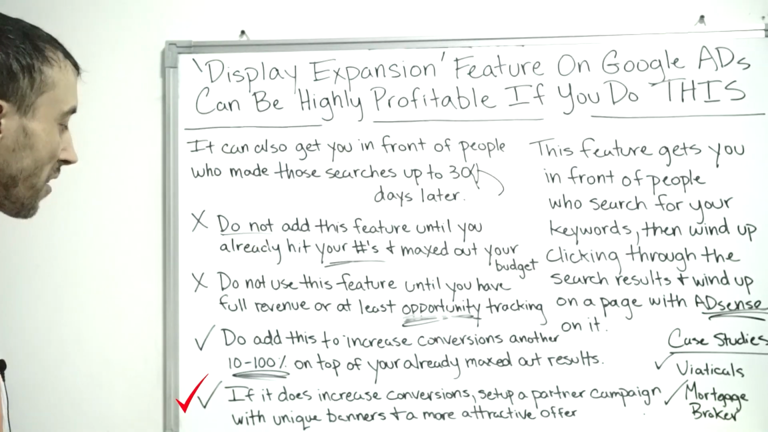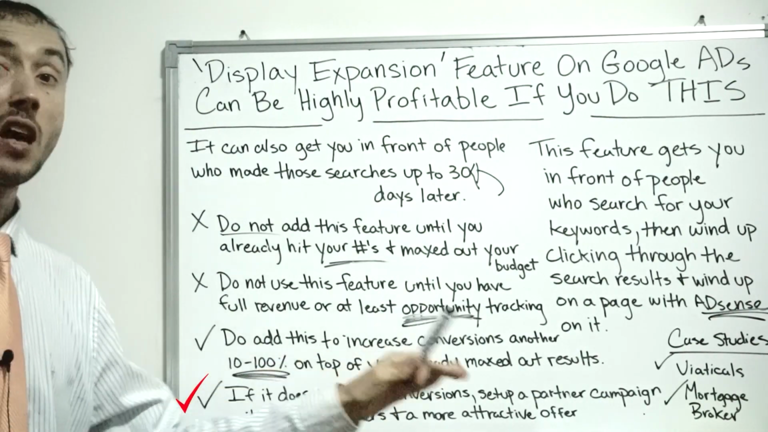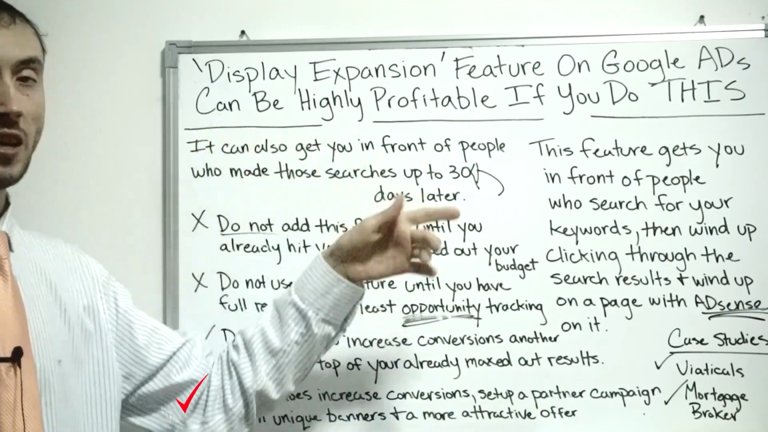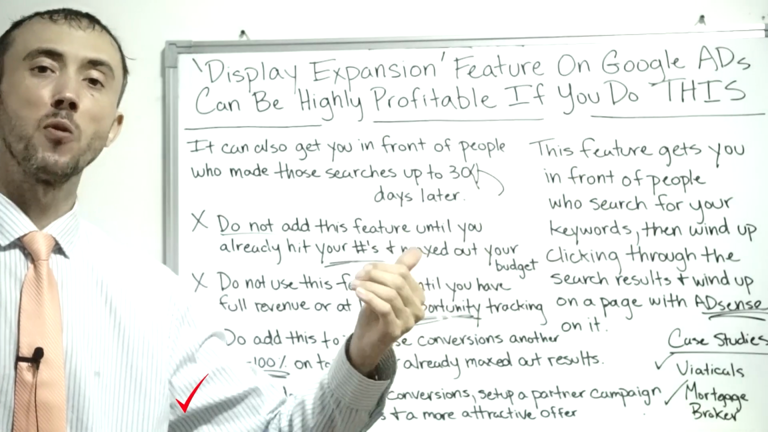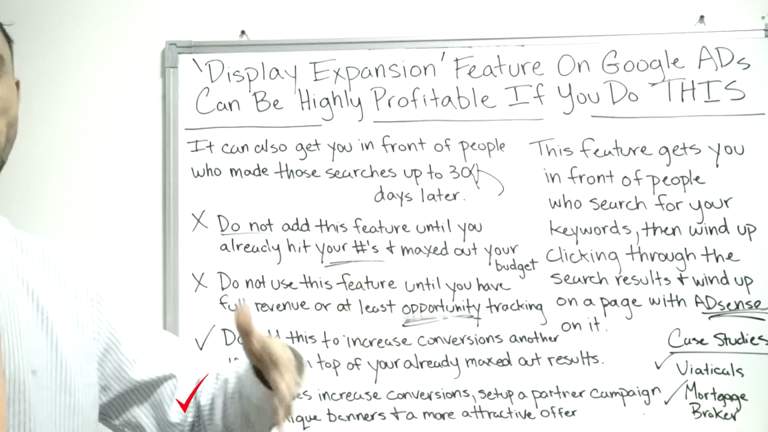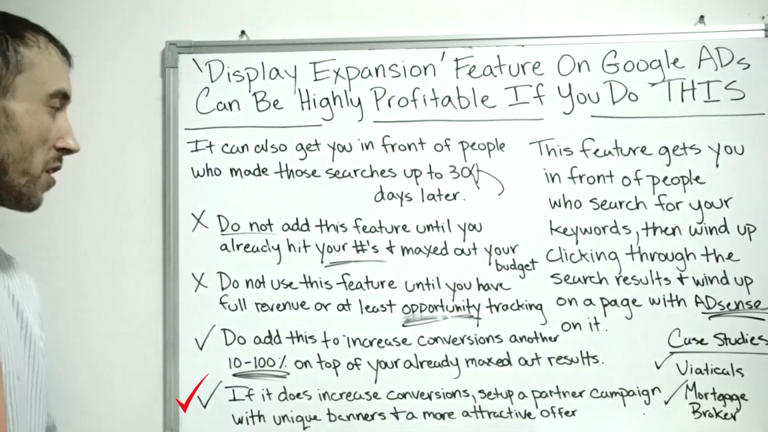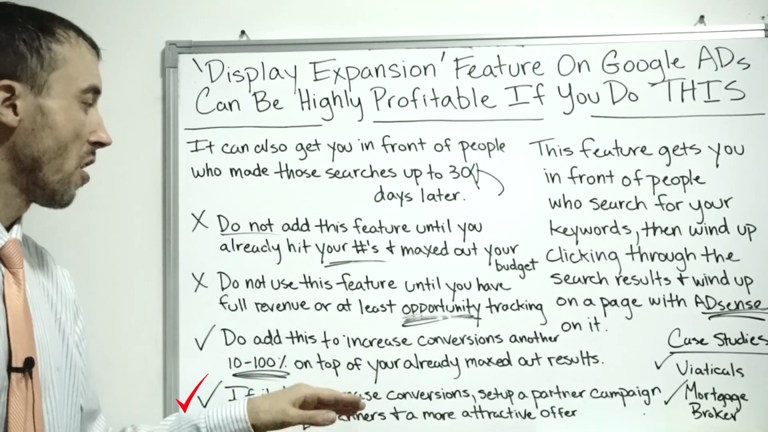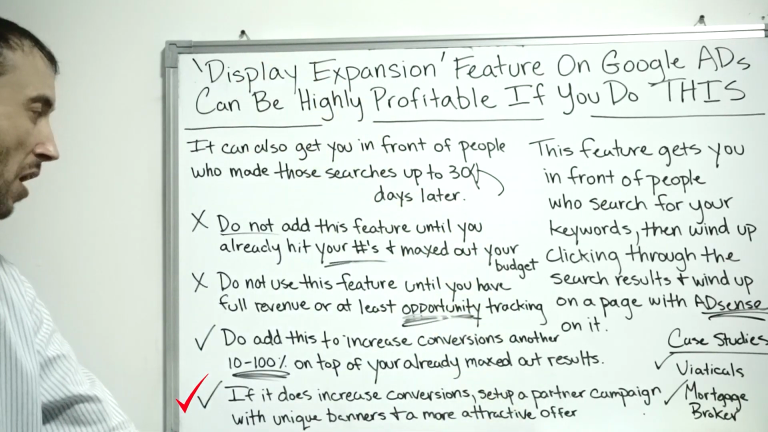So there's that. One other thing to do, if this actually does increase your conversions, you've gotten all the results out of search campaigns, you turned on display expansion, that increased your conversions 50% based upon what you had before at the same ROI that you were looking for and same cost per conversion you were looking for. Now you can set up to expand this even further, set up a partner display campaign with unique banners on it, as well as a partner discovery campaign and partner YouTube campaigns, technically.